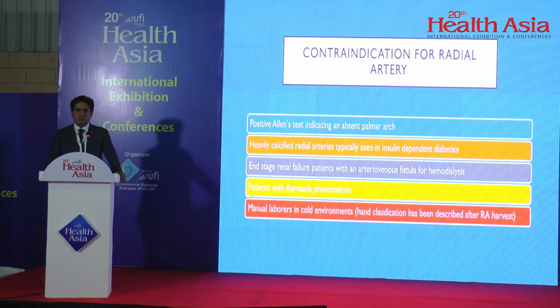So the contraindications to the radial artery are a positive Allen's test, which indicates an absent palmar arch, and heavily calcified radial arteries, typically seen in insulin-dependent patients and end-stage renal failure patients who have an arteriovenous fistula. Also patients with Raynaud's phenomenon, and manual laborers in cold environments, because hand claudication has been observed after radial artery harvesting.